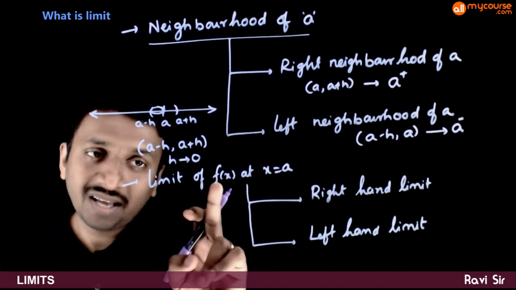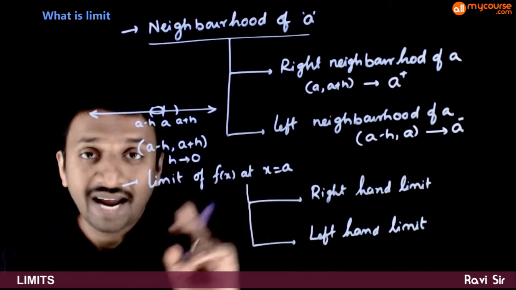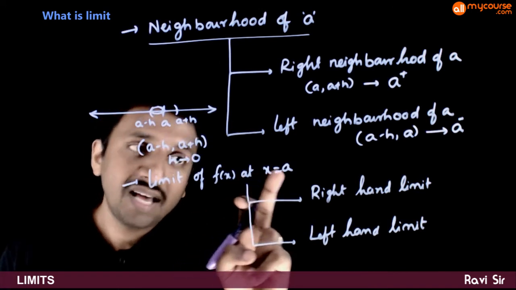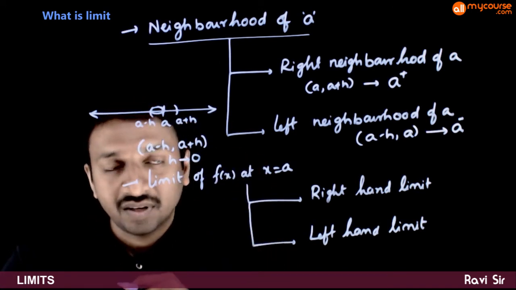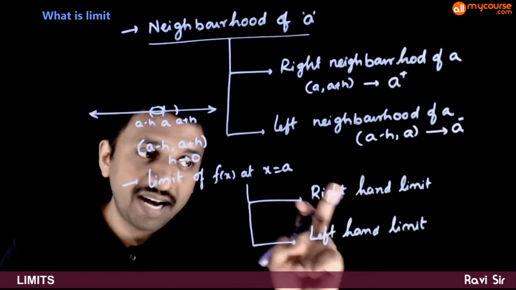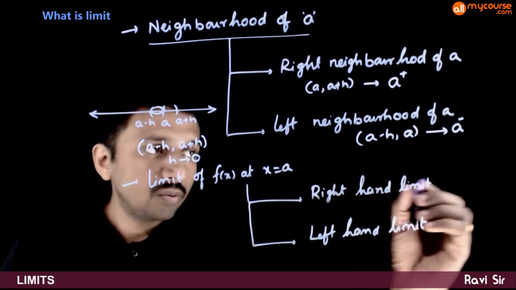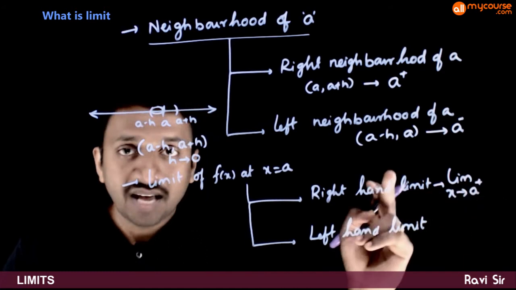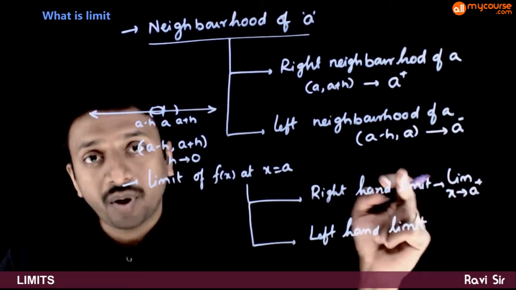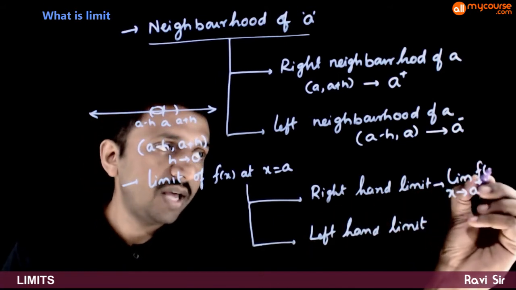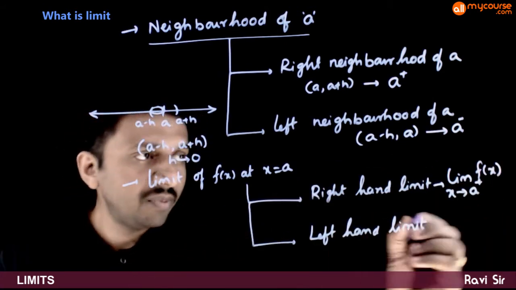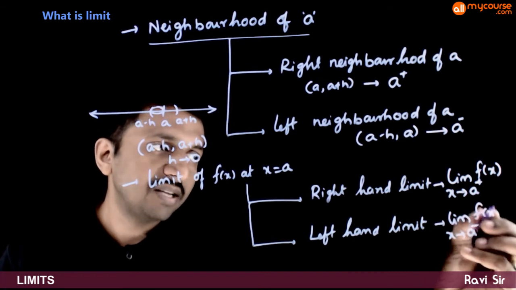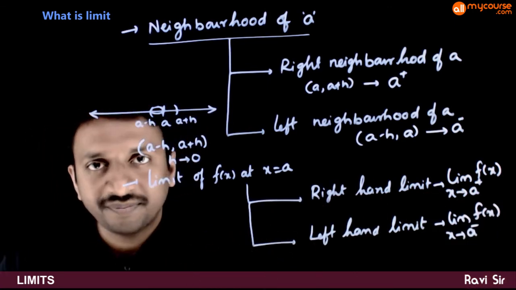And what is the limit of a function at x equal to A? This is nothing but what happens to f of x as x tends to A. There are two types of limits, right hand limit and left hand limit. What is right hand limit? What happens to the function as x tends to a from the positive side. So limit x tends to a plus f of x is called the right hand limit. And limit x tends to a minus f of x is called the left hand limit.